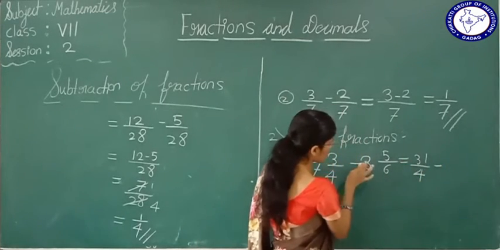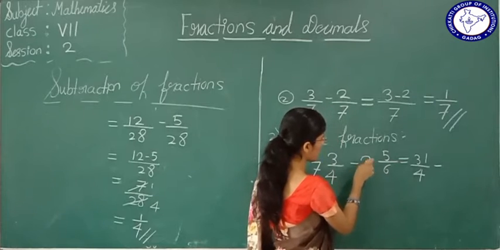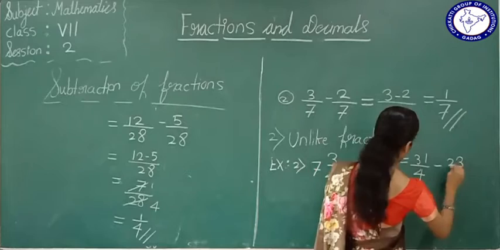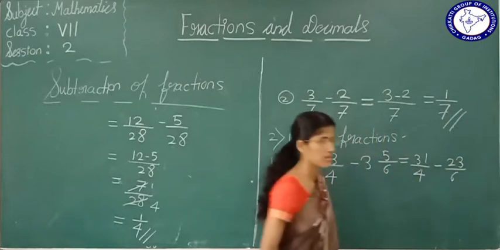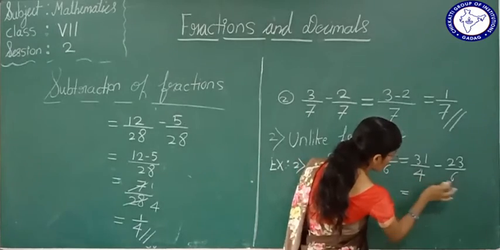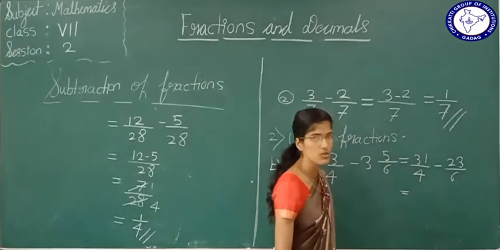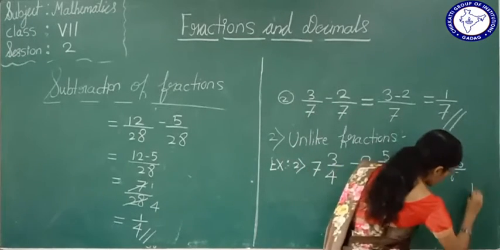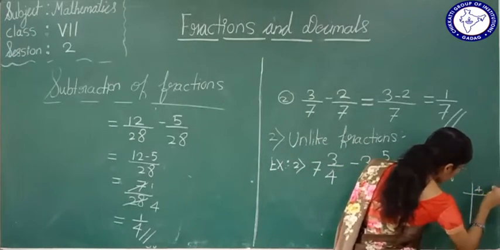Minus 3 6s are 18, 18 plus 5 is 23. 23 by 6. Okay. Now see. Now these are unlike fractions. Convert into a like fraction. What is the LCM of 4 and 6? Find out the LCM of 4 and 6.